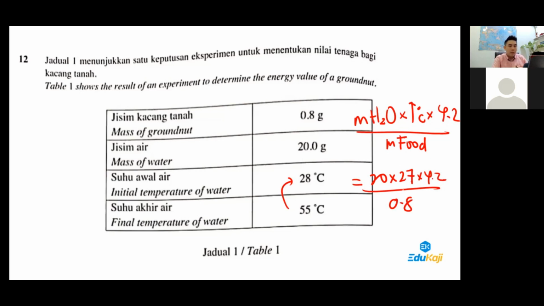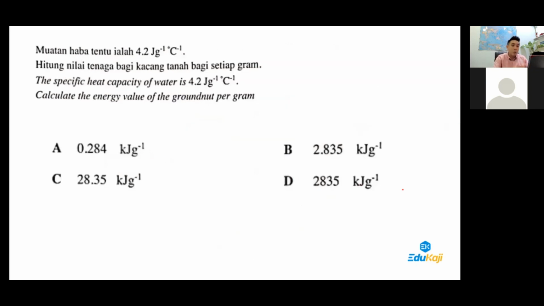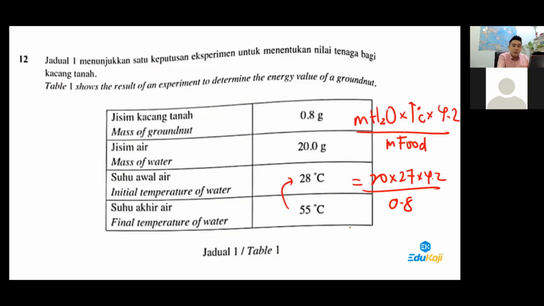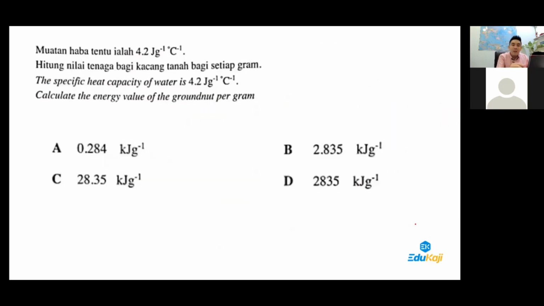So I'm using 20 multiplied by 27, 4.2 divided by 0.8, I should get 2835. But guys, be very careful. 2835, the unit is joule per gram. But the answer is kilojoule per gram. So you have to select the one with 3 decimal places.